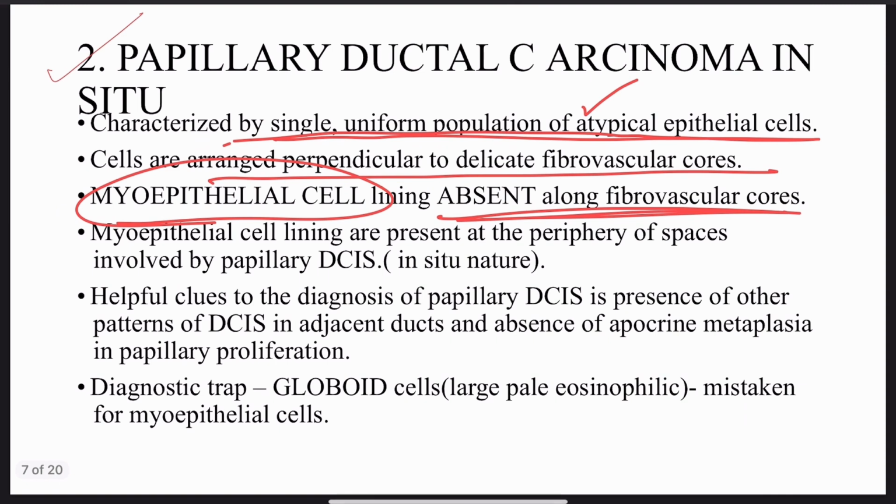So myoepithelial cell lining is typically absent along the fibrovascular cores. But the myoepithelial cell lining is present at the periphery of the spaces involved by papillary DCIS. This is the in situ nature of this particular lesion.